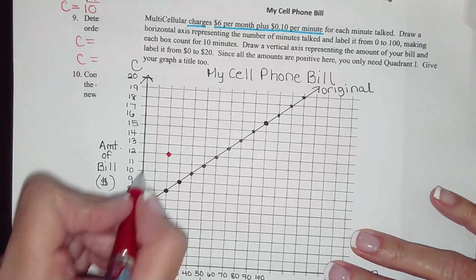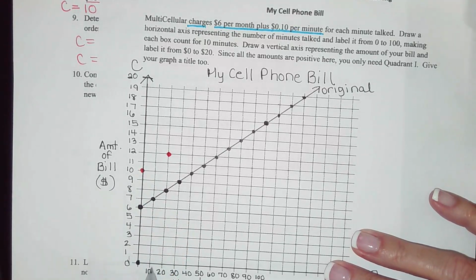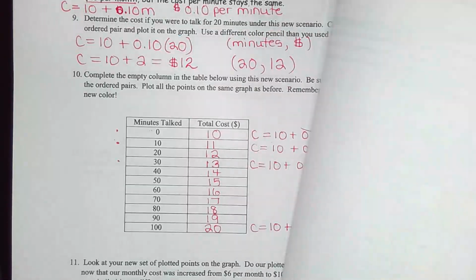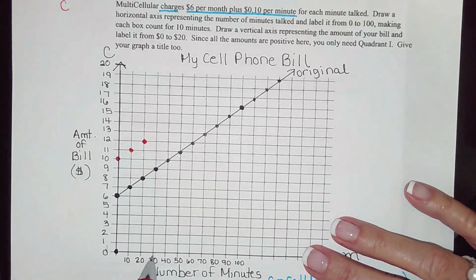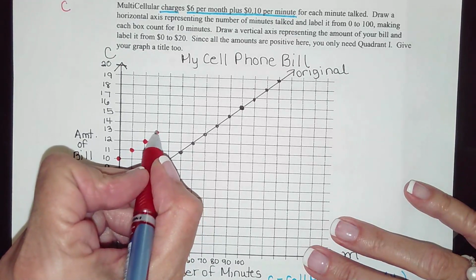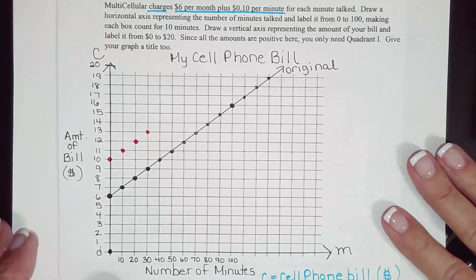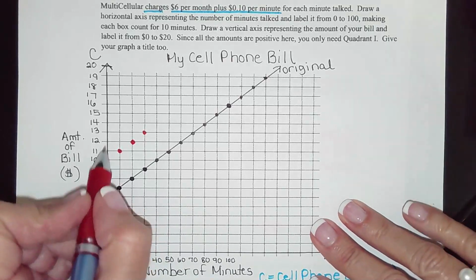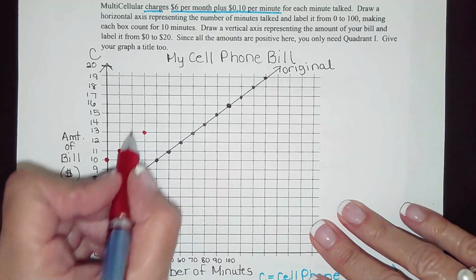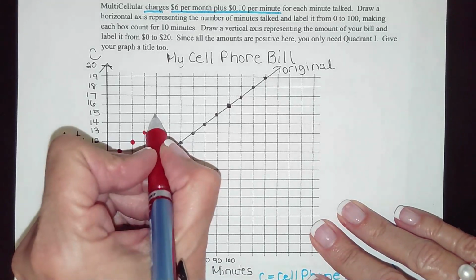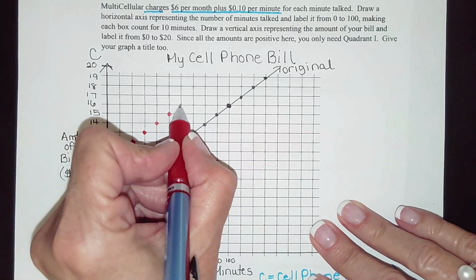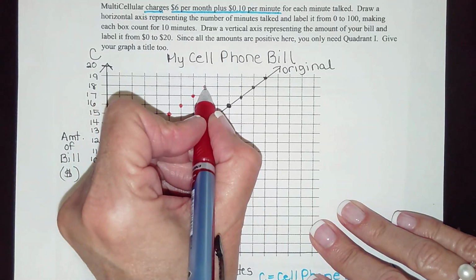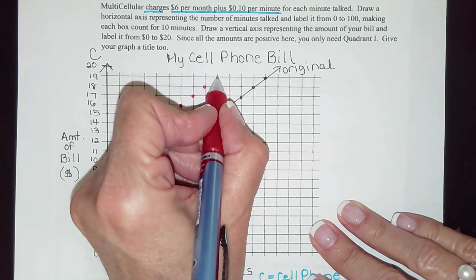So 0, 10. 10, 11, and then one more, 30, 13. So again, we can see the pattern. So because we know lines have a continuous rate of change, we can use that slope to get the other points. Rise 1, run 1, rise 1, run 1, rise 1, run 1, rise 1, run 1. Ooh, say that real fast. Rise 1, run 1, rise 1, run 1. Still not saying it right. Rise 1, run 1. There we go.